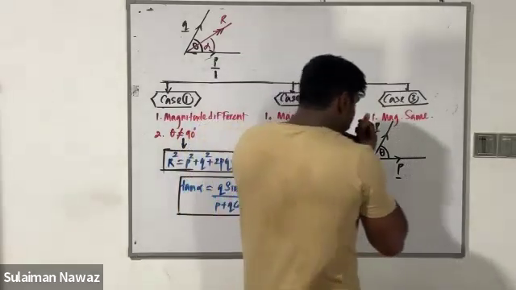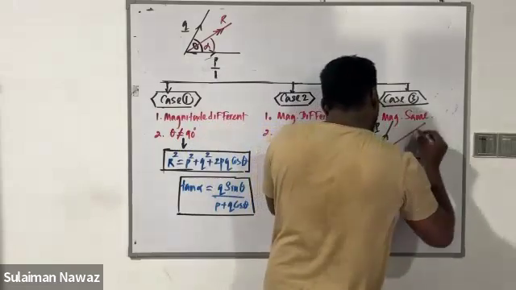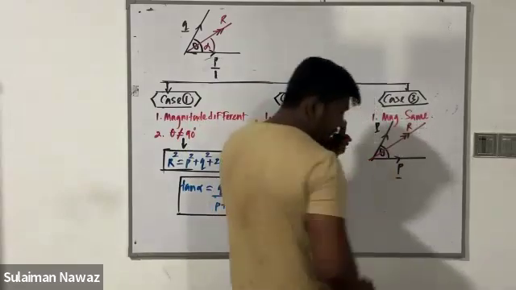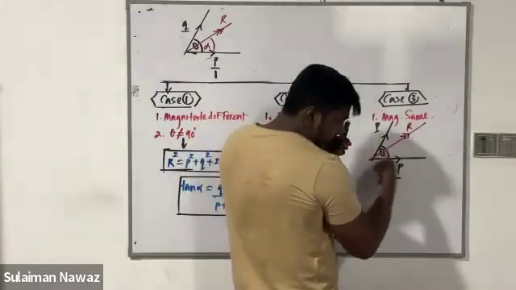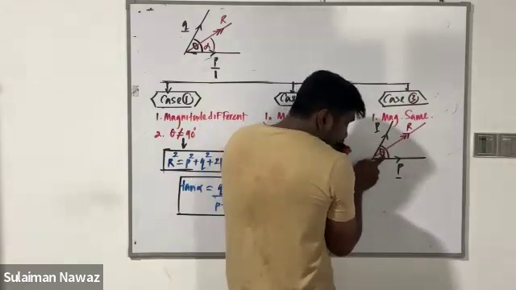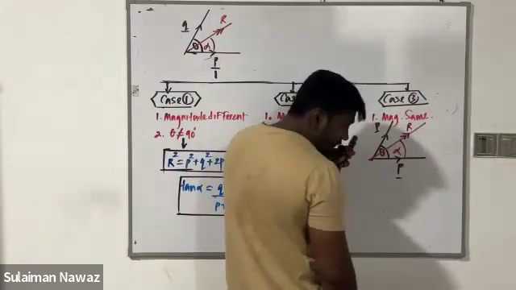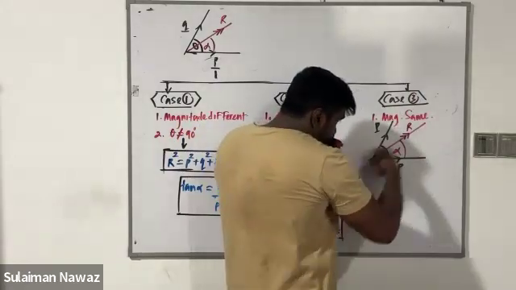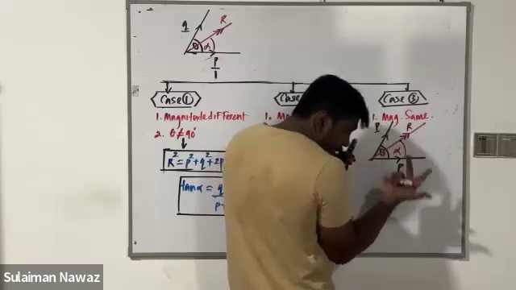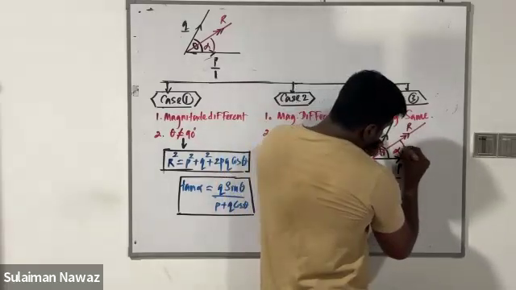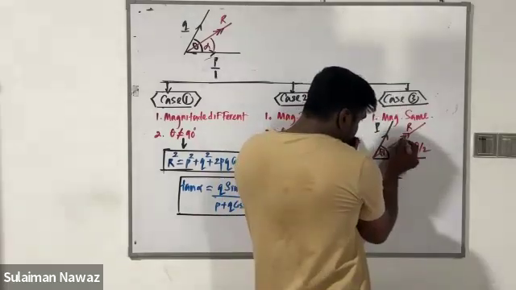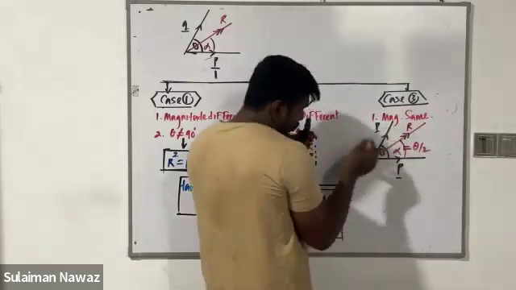Remember, the resultant passes through the middle. That means the resultant will be the angle bisector of these two vectors. If the angle between these two vectors is theta, then what is alpha? If the resultant is the angle bisector, it divides theta equally. So alpha is theta over 2. This angle is also theta over 2.